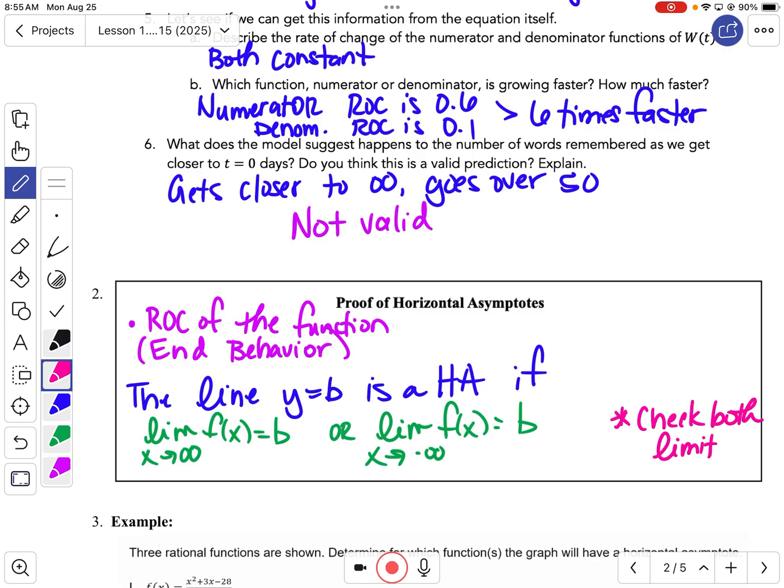So last year, we found the horizontal asymptote, and then we talked about what it was doing. What was the limit as x approached infinity? Well, today now we look at it backwards, all right? We start with the limits and see, did I get the same thing each way?